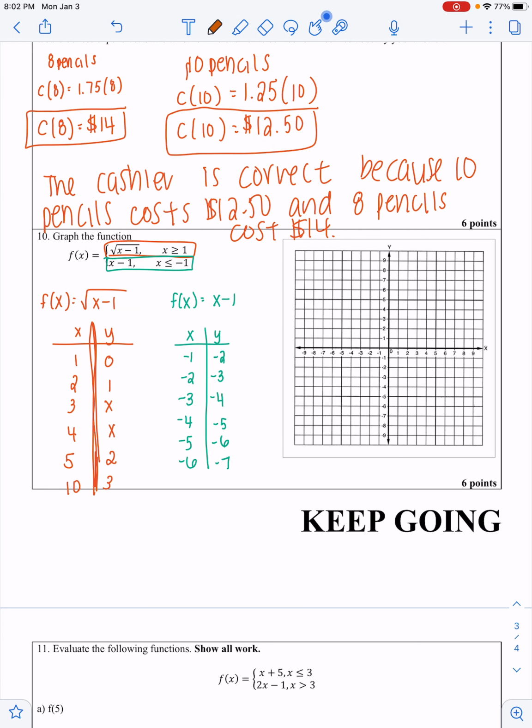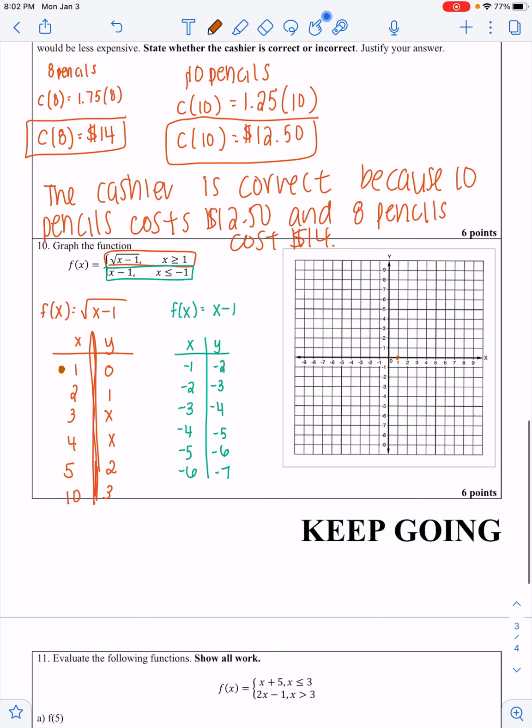Let us go ahead and graph. As I'm trying to graph this orange function, notice that's a greater than or equal to symbol, so that's a closed circle. Let's go ahead and graph these points. 1, 0, 2, 1, 5, 2, 10, 3. This is a square root function, so it connects like this. Let's go ahead and graph our green function. -1, -2, -2, -3, -3, -4, -4, -5, -5, -6, -6, -7. Okay, and it's going to connect like that. So this was a piecewise function.